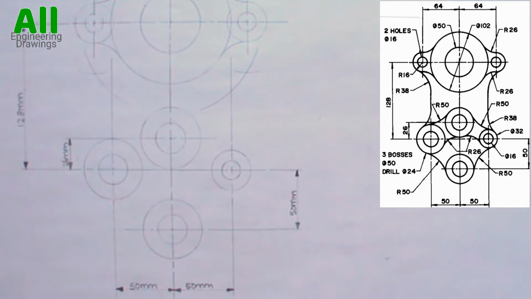Since the tangential arc here, here, here and here is 50 millimeter, I will adjust my compass to a radius of 50 millimeter. Then I will produce the tangential arc, placing my compass on the point where the arcs intersect.